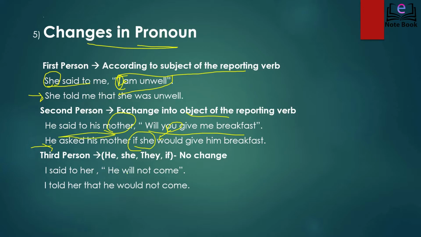Next, if in the reported speech we have third person, that is she, he, they or it, then there is no change in the pronoun in the indirect form. For example, I said to her, "He will not come," becomes I told her that he would not come. We did not make any changes in the pronoun because this was the third person.